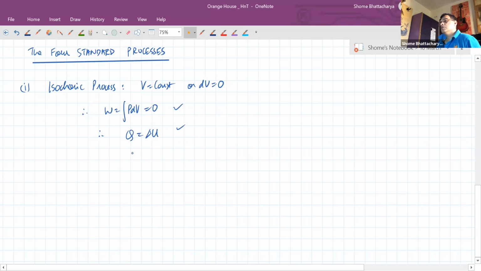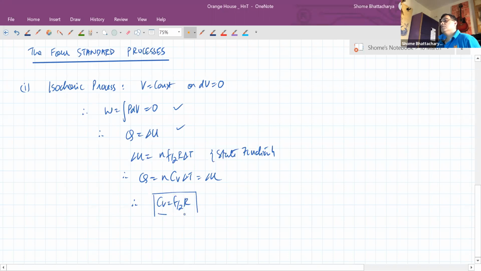It is always like this because delta U is a state function. So therefore Q equal to nCv delta T is equal to delta U here. So therefore Cv is equal to f by 2 R. This becomes an important formula.